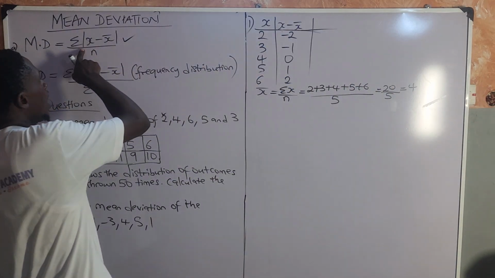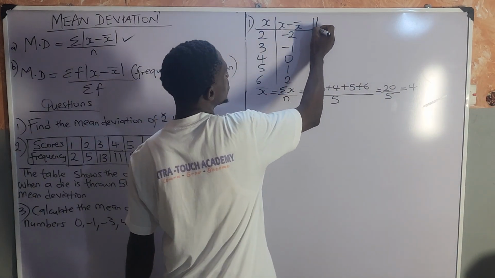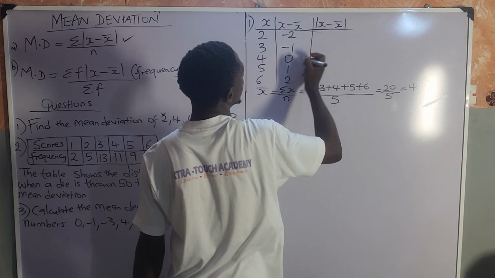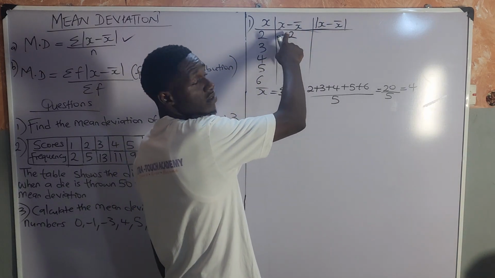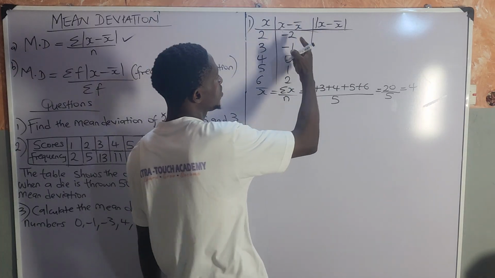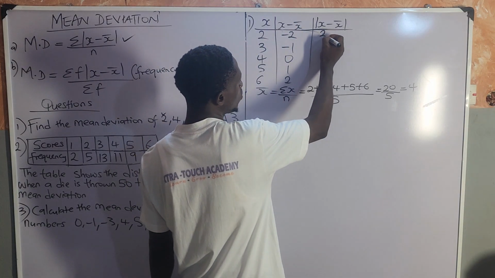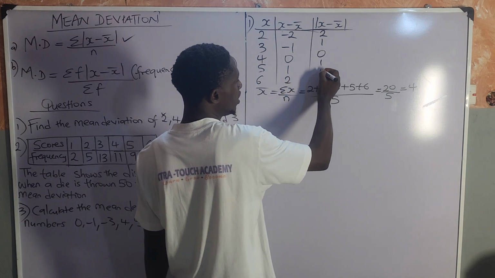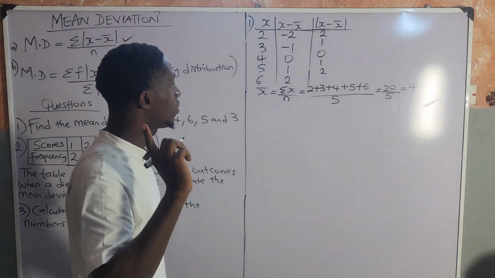Then this is called the absolute value, the absolute value of x minus x bar. It means that the ones that are negative will change to positive. So this minus 2 will become 2, and this minus 1 will become 1. These other ones will remain the same. It is only the negative that will change.